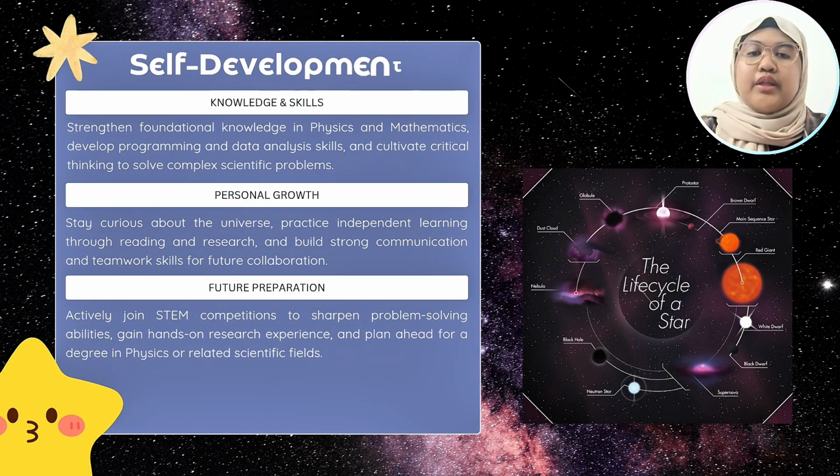For self-development, there are three key aspects to focus on. First, in terms of knowledge and skills, it is important to strengthen foundational knowledge in physics and mathematics. At the same time, develop programming and data analysis skills, as well as critical thinking. It helps in solving complex scientific problems. Then for personal growth, staying curious about the universe and practicing independent learning through reading and research are essential. In addition, strong communication and teamwork skills are important for future collaboration.